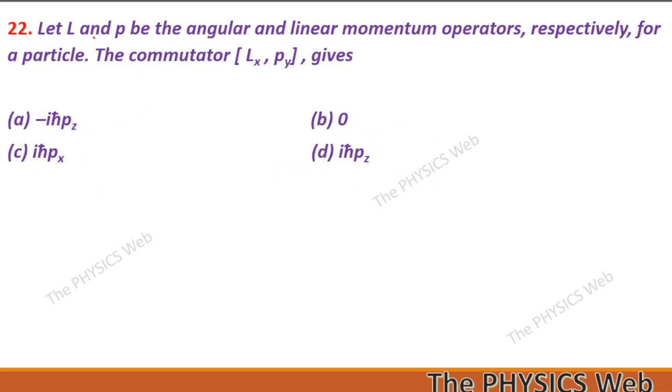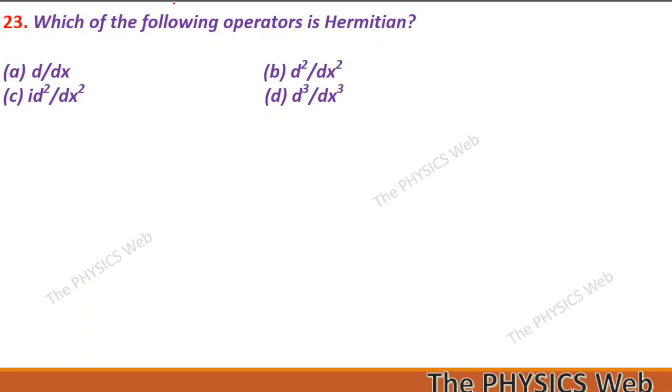Next, question 22. Let L and P be the angular and linear momentum operators respectively for a particle. The commutator of [Lx, py] gives you iħpz. So D is your correct option. Which of the following operators is Hermitian? d square by dx square is Hermitian. D is your correct option.